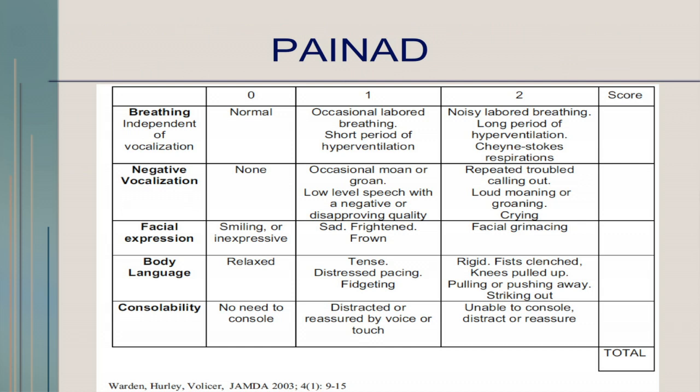PAINAD is a simple, valid, and reliable instrument for the measurement of pain in non-communicative patients. The total score ranges from 0 to 10 points. A possible interpretation of scores is 1 to 3 for mild pain, 4 to 6 for moderate pain, 7 to 10 for severe pain. It has been evaluated in numerous settings, satisfies credentialing auditors, and is clinically usable. The 5 factors assessed are breathing, negative vocalization, facial expression, body language, and consolability.